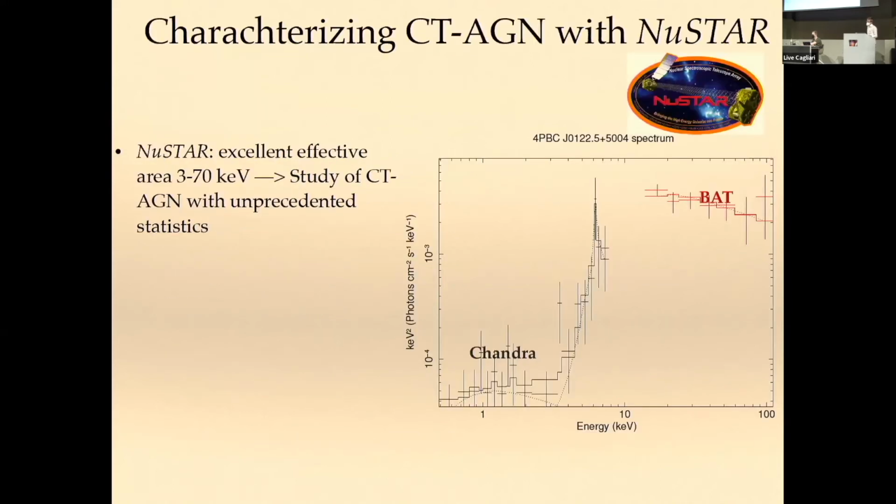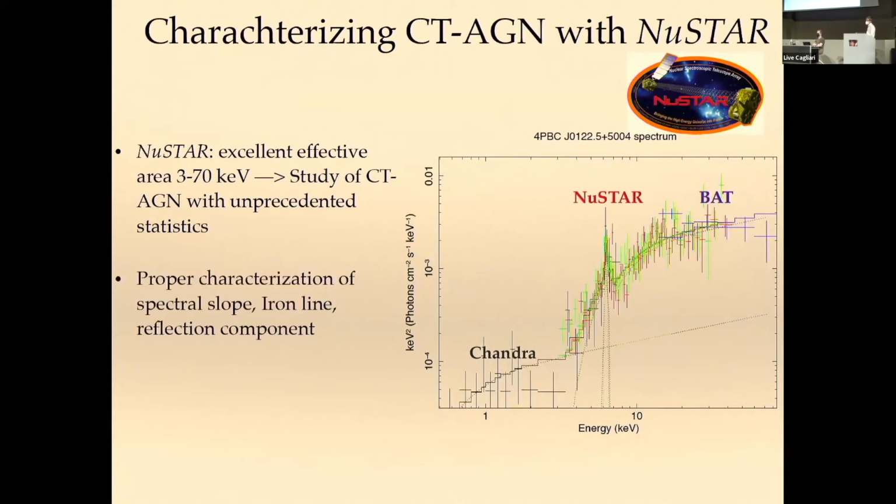NuSTAR is the perfect instrument for this type of study, to study the Compton thick AGN with unprecedented statistics because of the effective area in the 5 to 50 keV. So just to give you an idea, this is an example of a spectrum of a heavily obscured AGN with Chandra and BAT. If you add NuSTAR, the improvement is huge.